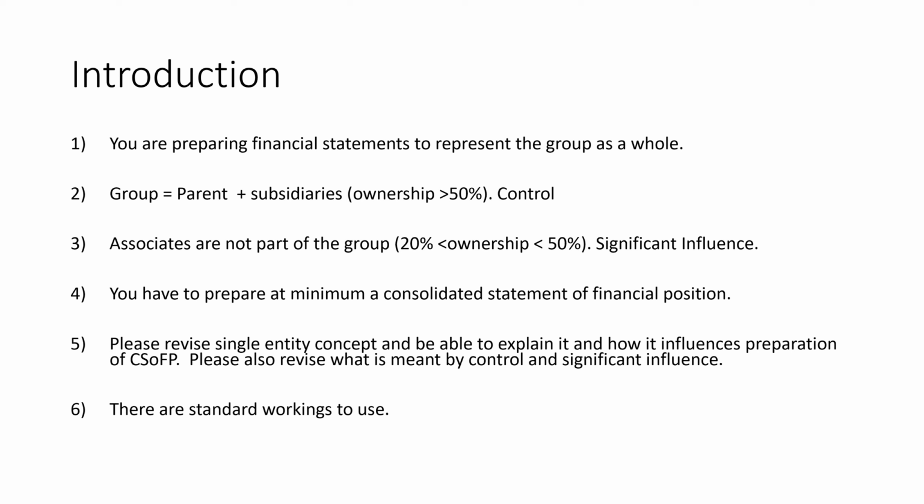Associates, we say associates are not part of the group. Instead, the parent has significant influence over the associates. So if the associate is making a profit of 150k and the parent has 30% of that, then the parent will get 30% of the 150k. Okay?